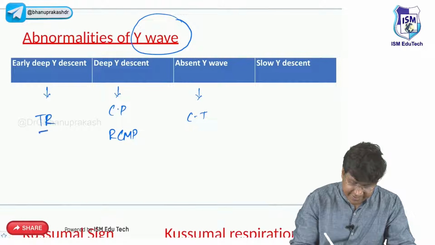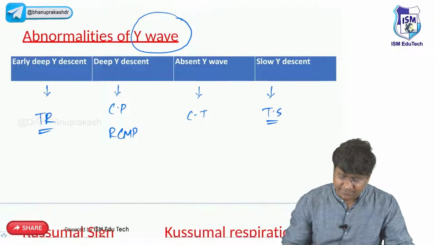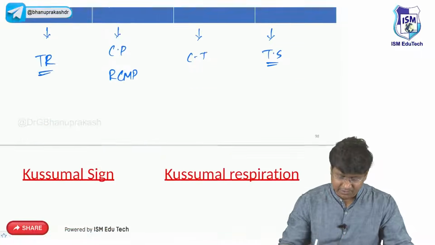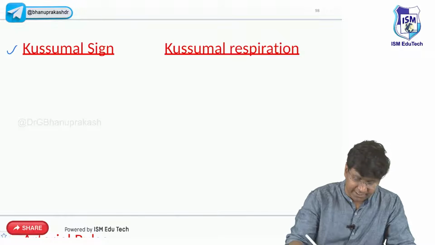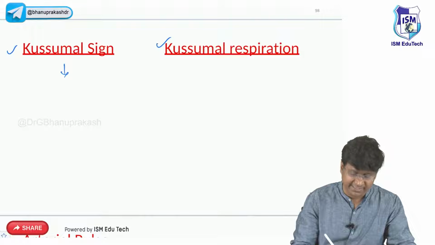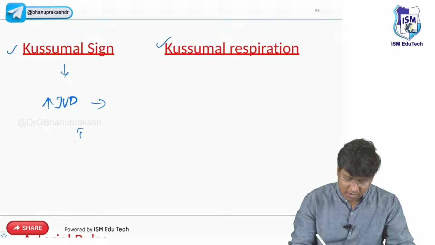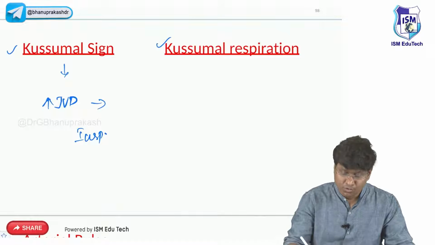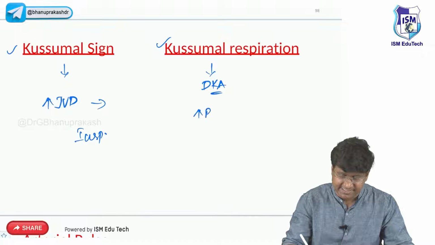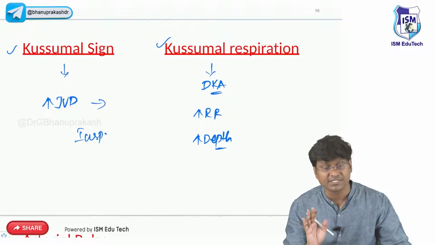Early deep Y descent, you have that in tricuspid regurgitation, and slow deep Y descent is what you see in tricuspid stenosis. So these are the abnormalities of the individual waves. Now in the JVP, you need to know about two important terminologies, that is Kussmaul's sign and Kussmaul's respiration. Kussmaul's sign is increase in the jugular venous distension on inspiration. Kussmaul's respiration is what you come across in diabetic ketoacidosis, where there is an increase in the rate as well as depth of respiration.